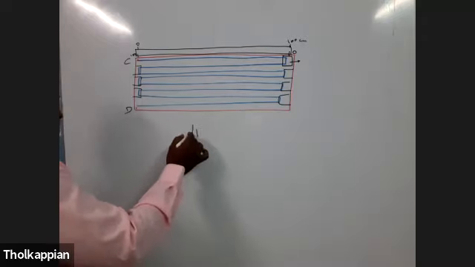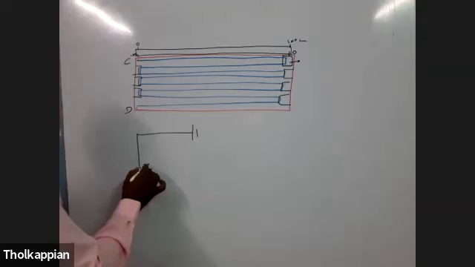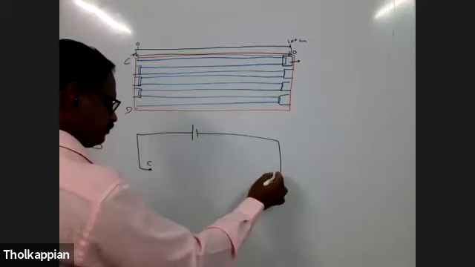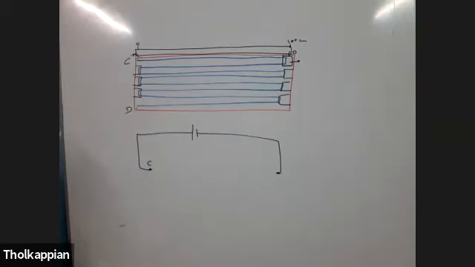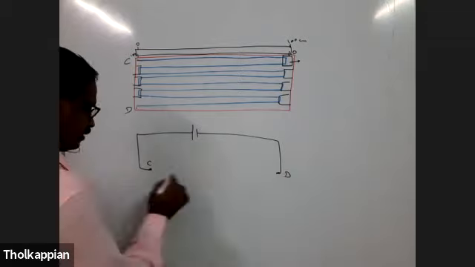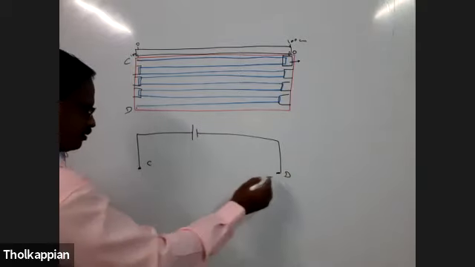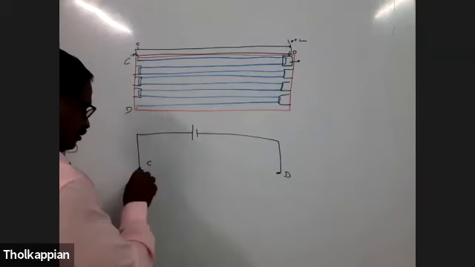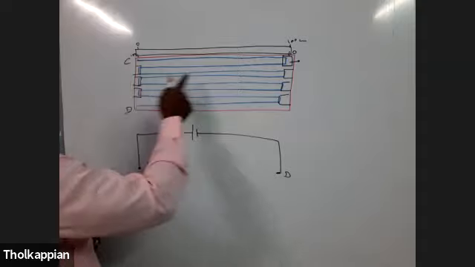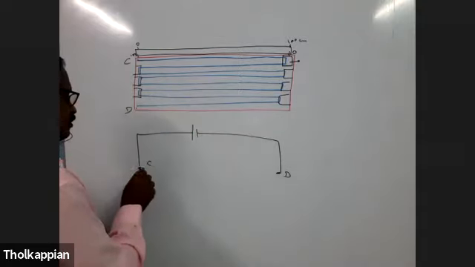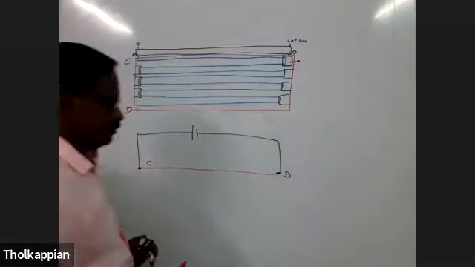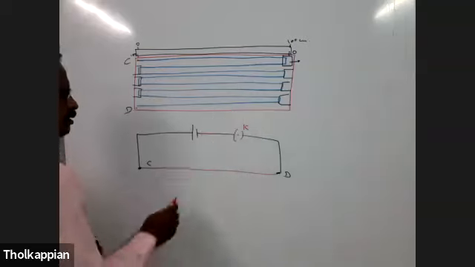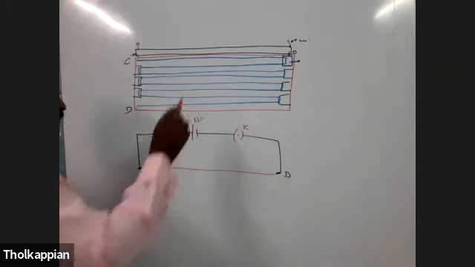And it is given to a battery. Here one terminal, this terminal is C, and here one terminal, the terminal is D. Within C and D, the potentiometer wire is connected. That is the CD. In between that, this entire system is connected. So C to D, the entire system is connected. And here one key is present. And this is a battery or cell.